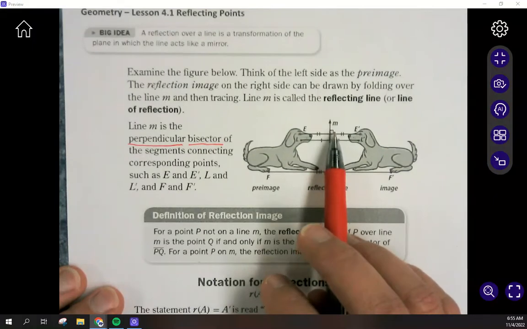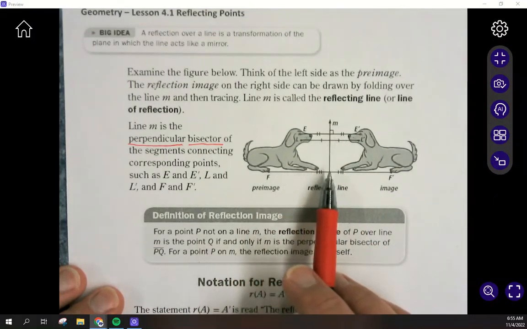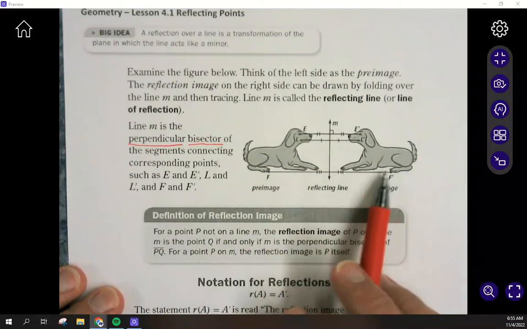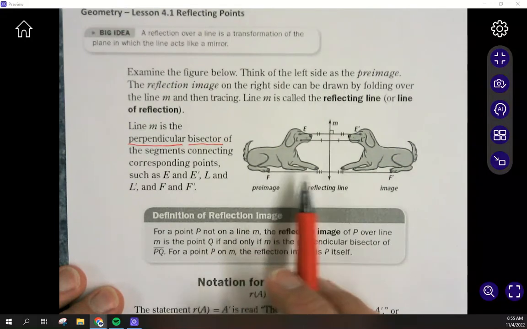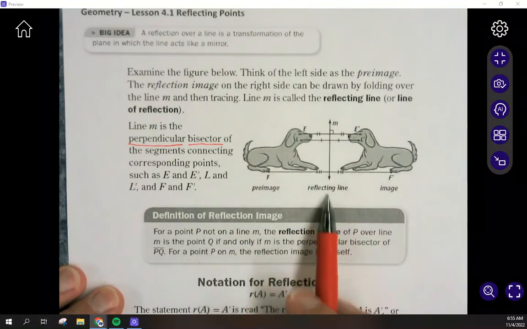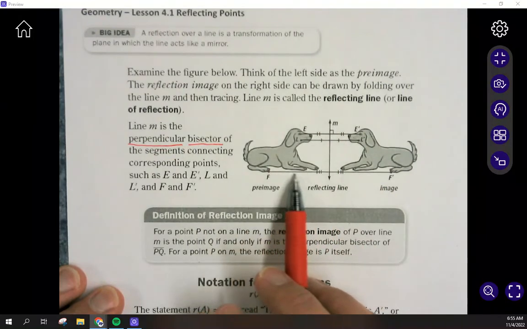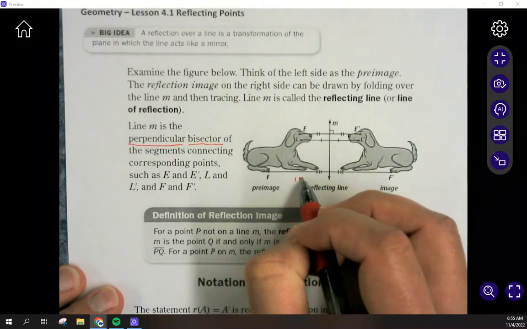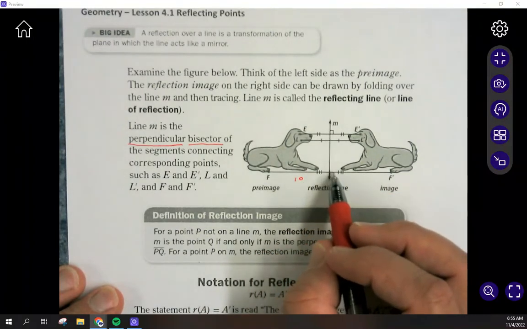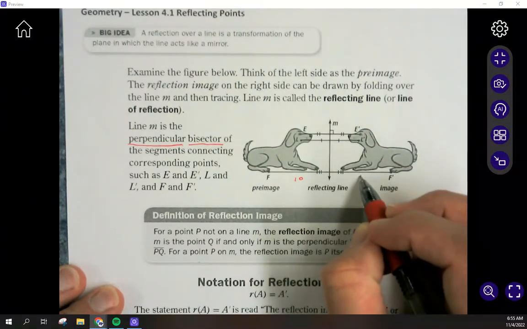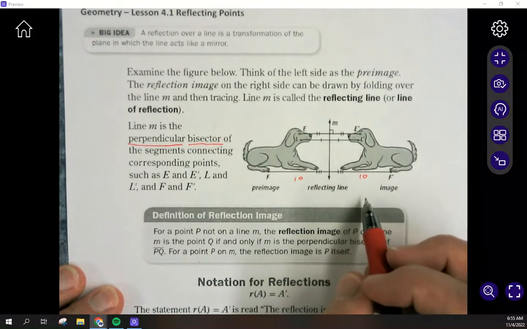And think about why that's important. So when I flip this pre-image over this line and I get the image, each one of these corresponding points is going to be the same distance away from the reflecting line. So this distance here from F to the reflecting line, let's just say it's 10. These markings tell you the new corresponding one, when it flips over, is going to be the same distance just on the other side. So it's also 10 away.